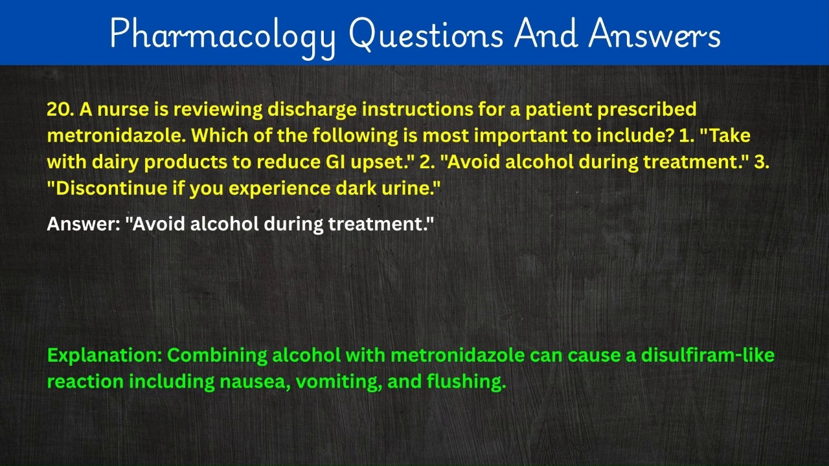20. A nurse is reviewing discharge instructions for a patient prescribed metronidazole. Which of the following is most important to include? 1. Take with dairy products to reduce GI upset. 2. Avoid alcohol during treatment. 3. Discontinue if you experience dark urine. Answer: avoid alcohol during treatment. Explanation: combining alcohol with metronidazole can cause a disulfiram-like reaction including nausea, vomiting, and flushing.